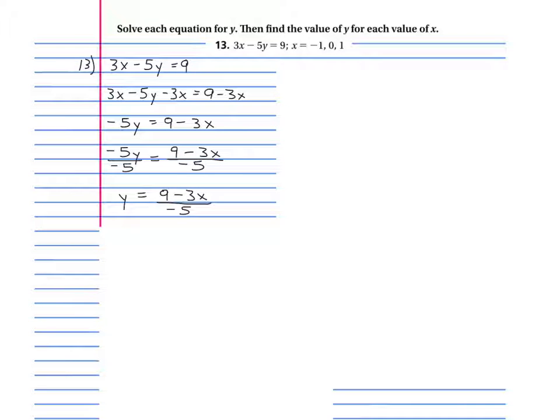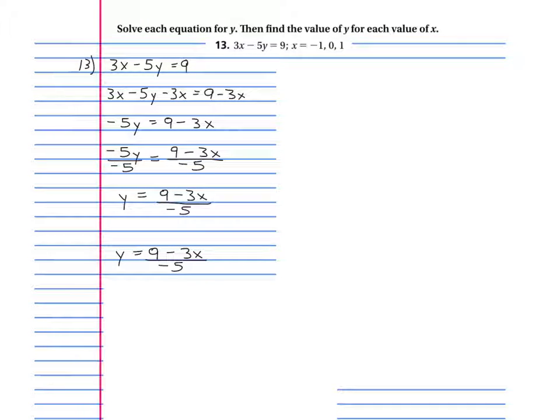Okay, now, there are ways that you could split this denominator up to both parts and make them their own individual terms rather than being written like this. But since we're going to be substituting values in for x and simplifying it, I'm going to leave it like this, okay? So there we go. That's what y is equal to, 9 minus 3x over -5. So now our job is to substitute in values for x.